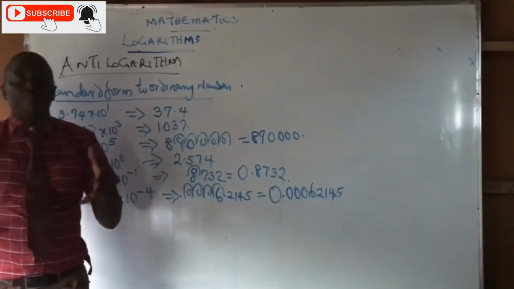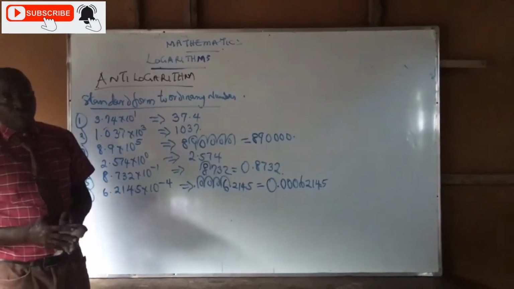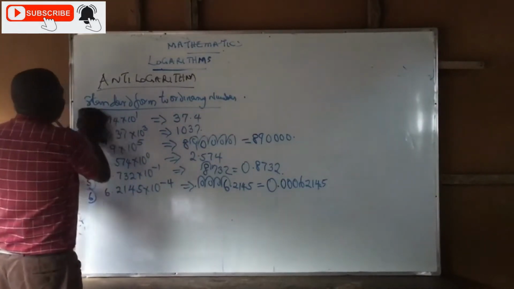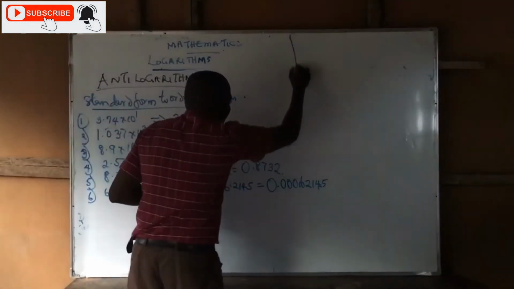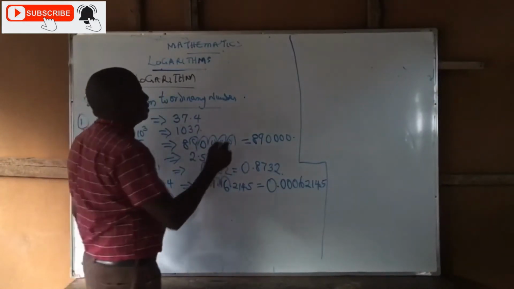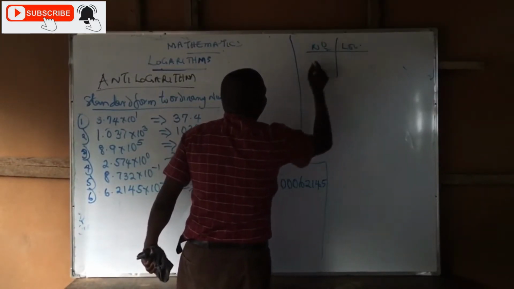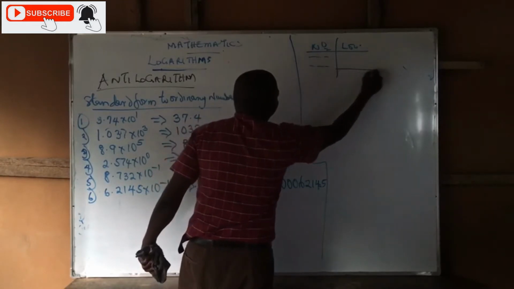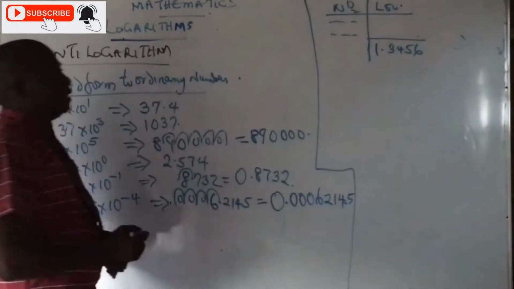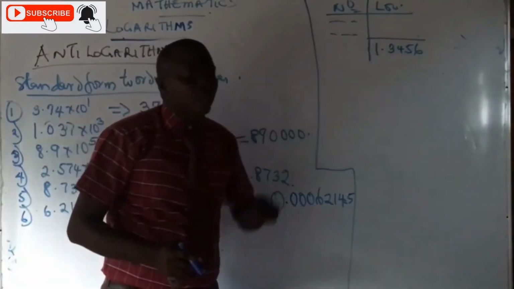So let us now see the application of this one in our anti-logarithm. To do the anti-logarithm, we must have seen a situation whereby we have the excess of logarithm. Take for instance, if we have the number log and you have a number, you now come with 1.3456 and you want to check the anti-logarithm of this. Take note, anti-logarithm of this.